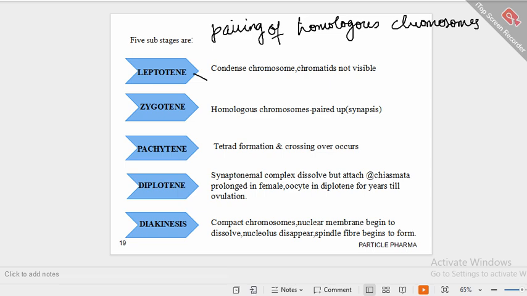The next stage is zygotene, where homologous chromosomes are paired up, and that process is known as synapsis. In these homologous chromosomes, the chromosomes are getting condensed, and now the sister chromatids are also visible. They come nearer to each other and start to share their genetic material present inside the chromatids, not from the same sister chromatids. I mean, this is one chromatid and this is another chromatid.